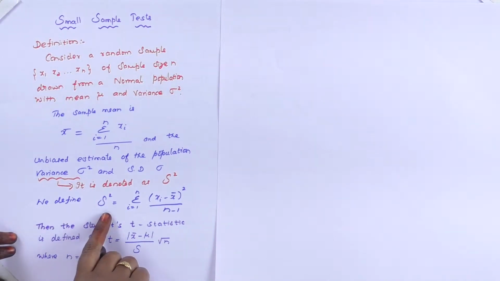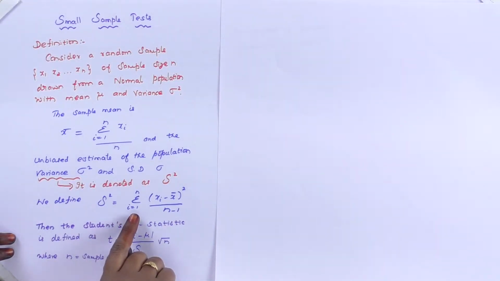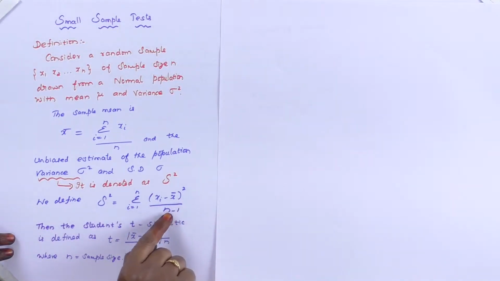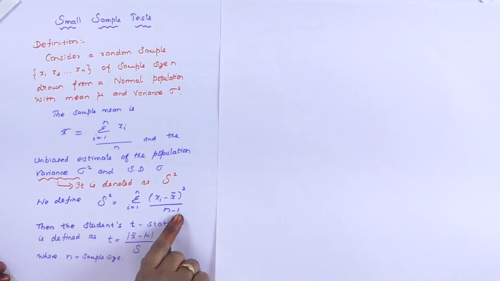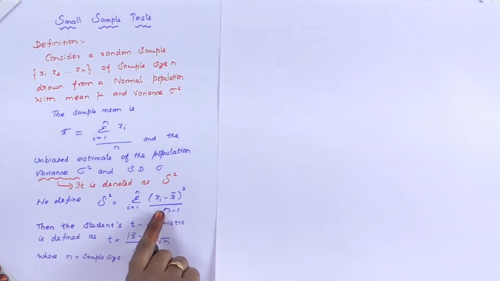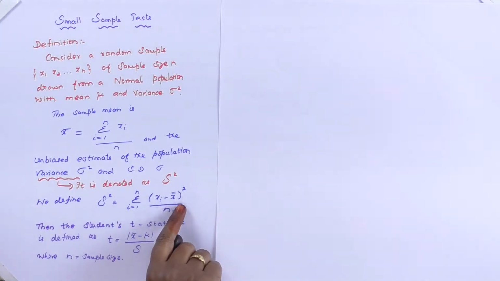We define capital S square, that is our population variance, denoted by the letter capital S, as equal to summation i varies from 1 to n of xi minus x bar, the whole square, divided by n minus 1. For calculating S square, first we calculate the mean of x, that is x bar, the sum of x divided by n, then take the difference between them, square that value, and divide by n minus 1, sample size minus 1, and we get capital S square.